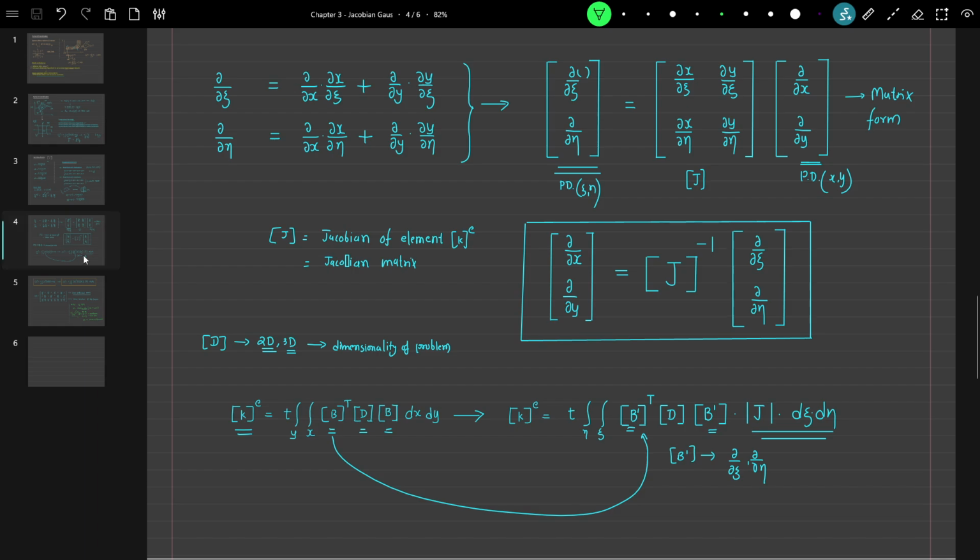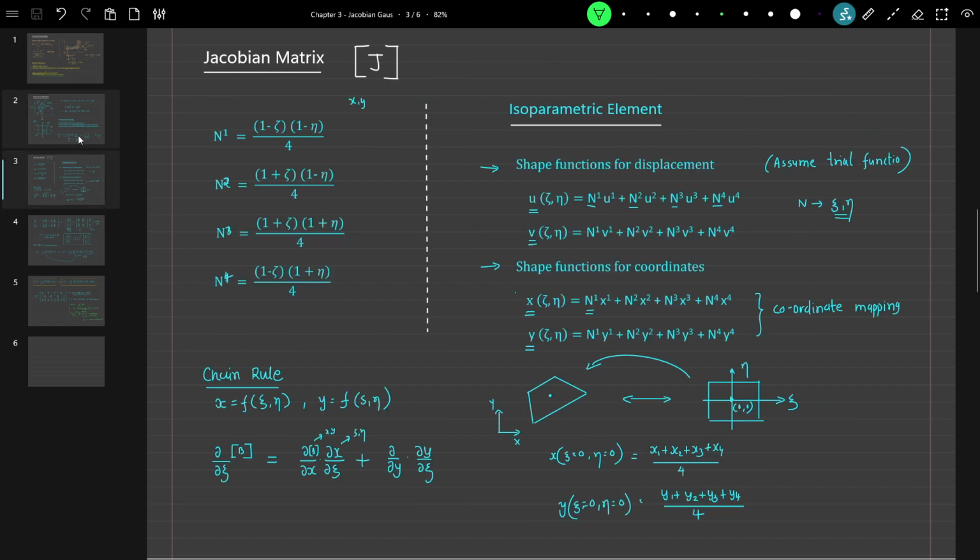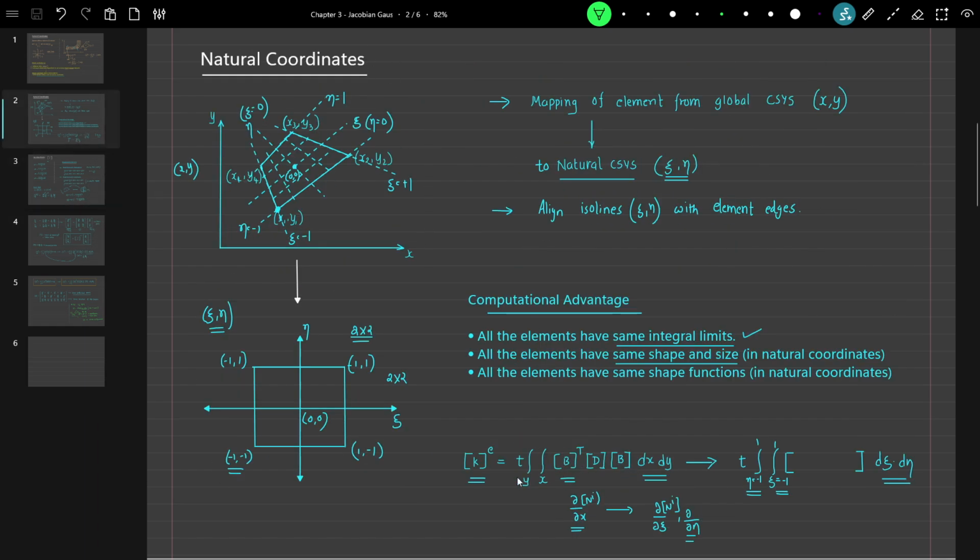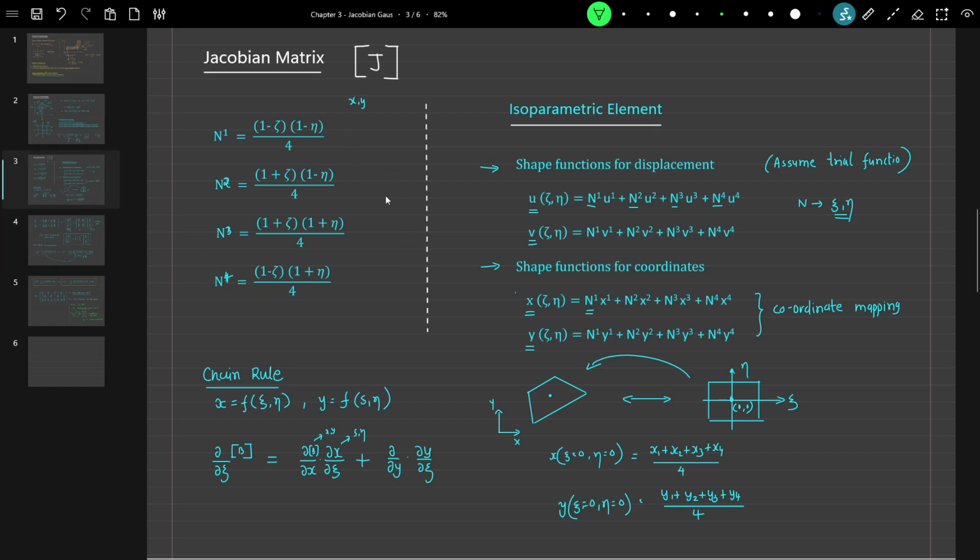The Jacobian matrix we have because we want to transform the element stiffness matrix from dx dy to dζ dη, and also the B matrix, which has partial derivatives with respect to xy, we want to transform into partial derivatives with respect to ζ η. So for that purpose, we have a Jacobian matrix.